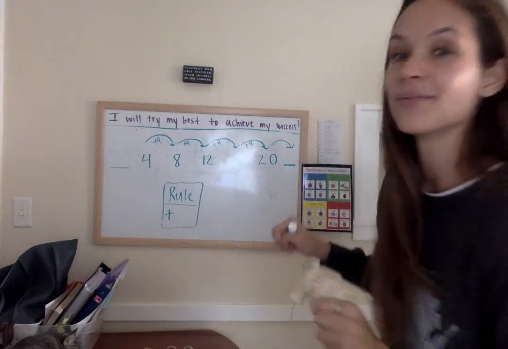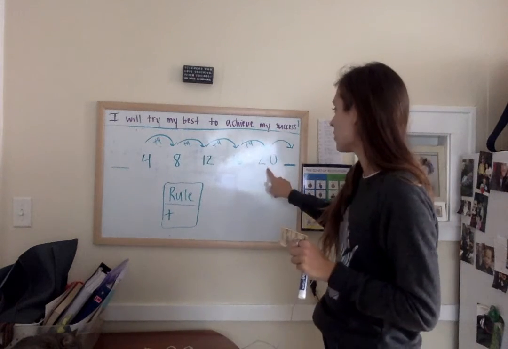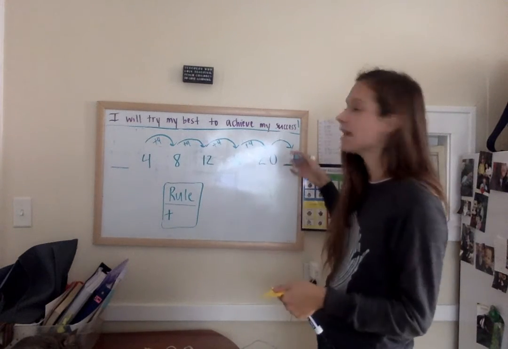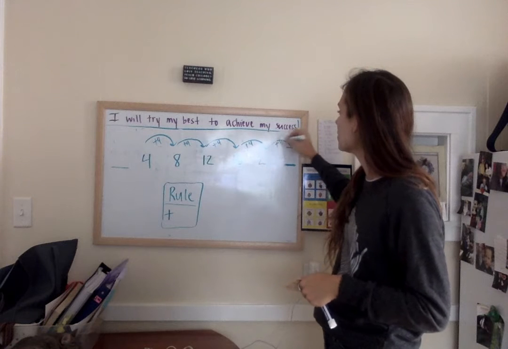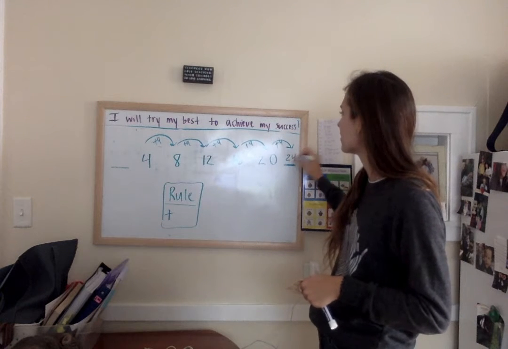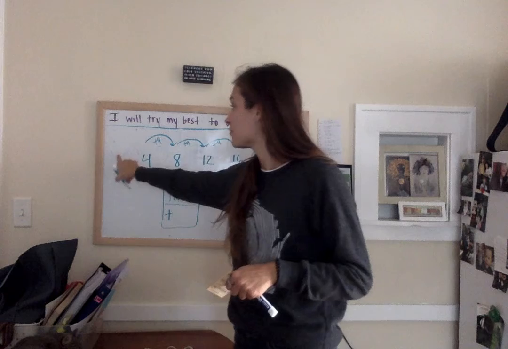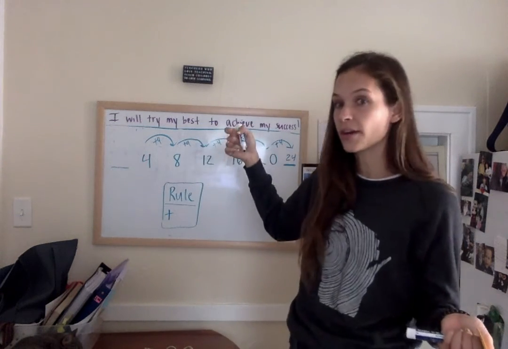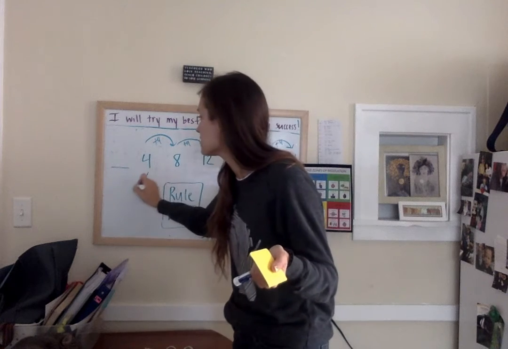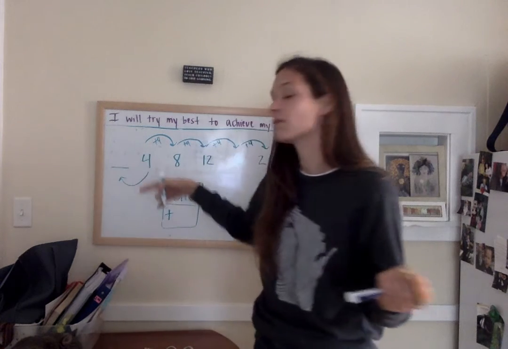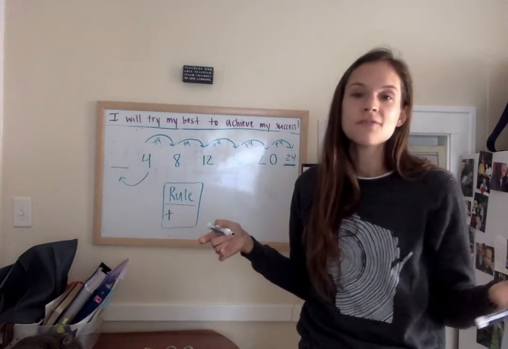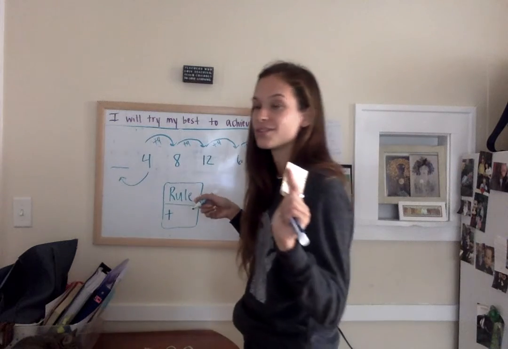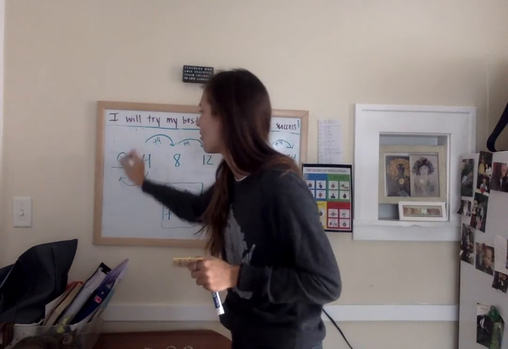Welcome back. Okay, now after 20, we would have to add 4, right? 20 plus 4 equals 24. And for the number before 4, we would have to do the inverse operation like yesterday to figure it out because we're going backwards. So we would have to subtract 4. 4 minus 4 equals 0.